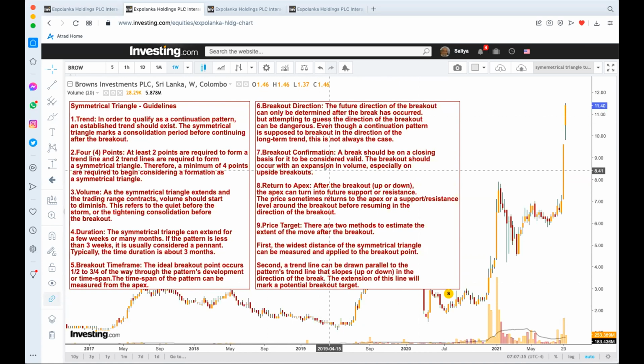Then the breakout confirmation. A breakout should be on a closing basis for it to be considered valid. The breakout should occur with an expansion in volume, especially on upside breakouts.